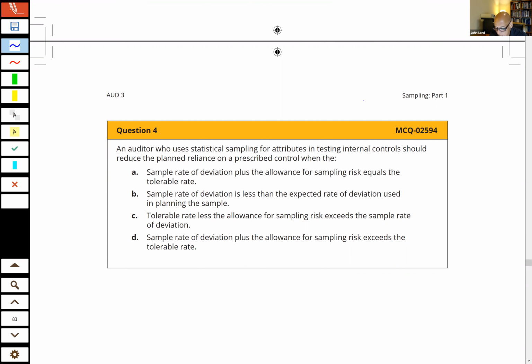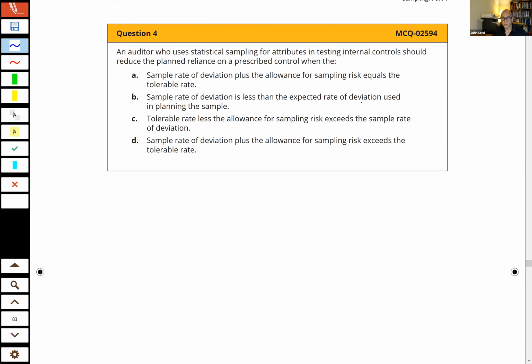An auditor uses statistical sampling for attributes in testing controls and should reduce the planned reliance on the prescribed control. When should you reduce the reliance on a control? When would you not rely on a control? When it's not working. How do you know it's not working? You find failures when you do your sampling for attributes. You find a failure rate that's higher than your tolerable failure rate. Oh, in other words, very good.